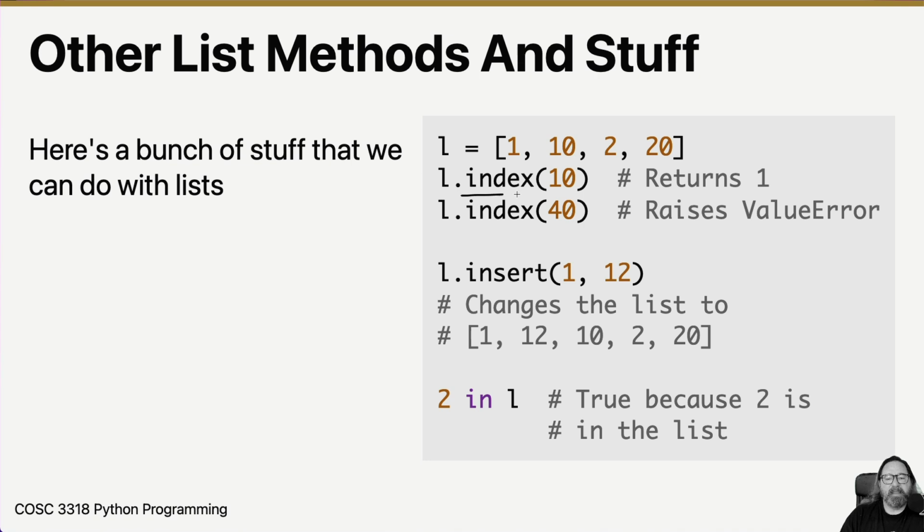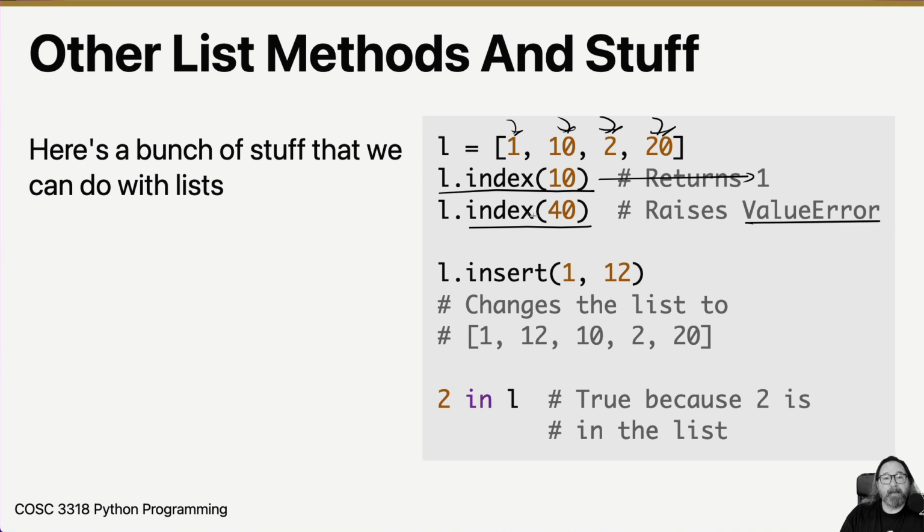We can do dot index to be able to find the index of a value. So I want the index of the value 10 inside my list. It goes along, 0, 1. Oh, I found it. There's 10. And so L.index returns 1, because I'm asking what's the index of the value 10. Now L.index 40, it goes up to the list and is like, are you 40? No. Are you 40? No. Oh, no. And then it throws an exception.